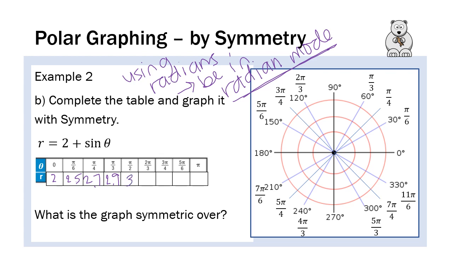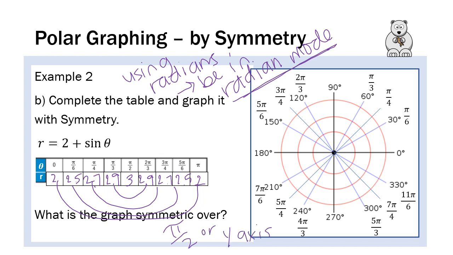Then at 2 pi over 3, I got 2.9 again. 3 pi over 4, I got 2.7. 5 pi over 6, I got 2.5. And you guessed it, at pi, I got 2. So this has symmetry, and there you can see what it's around. The symmetry is around pi over 2, or the y-axis, if you would rather. Either line is fine, however you want to call it.